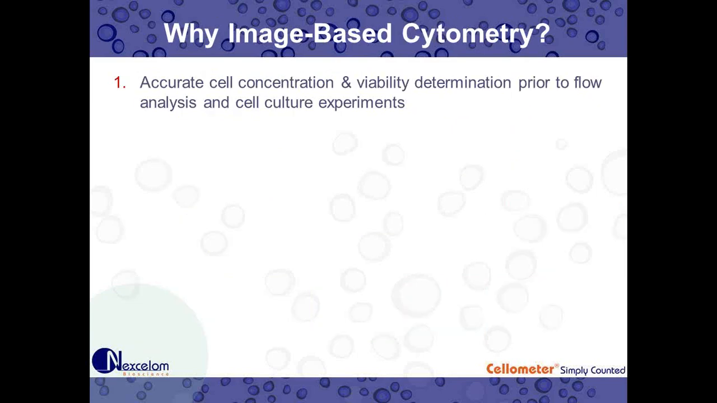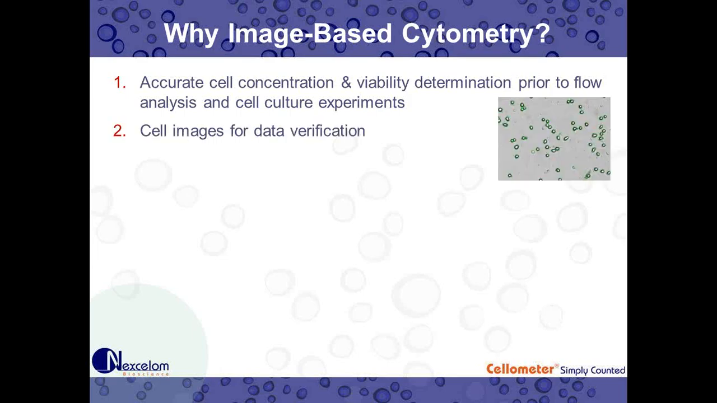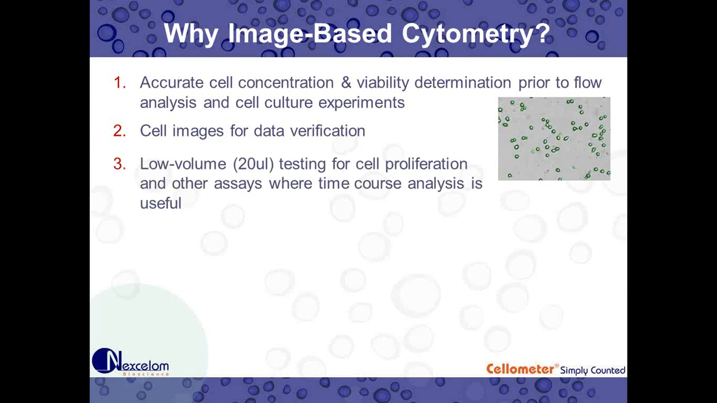So why image-based cytometry? It's important to have accurate cell concentration and viability determination prior to flow analysis and cell culture experiments. It provides cell images for data verification that you might not get with a flow-based system. There's low volume 20 microliter testing for assays such as cell proliferation that allows you to actually do a time course study.